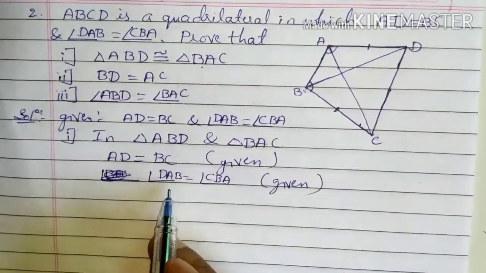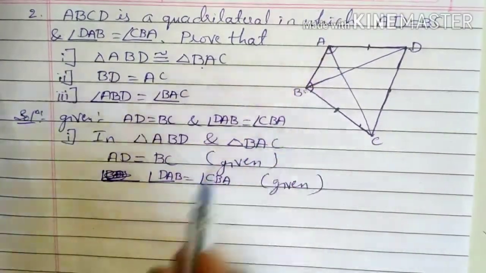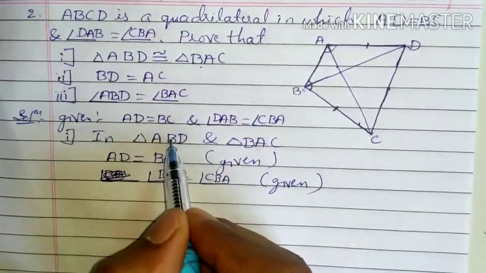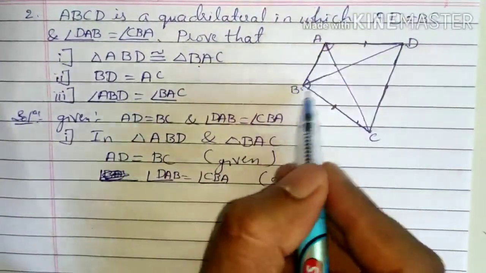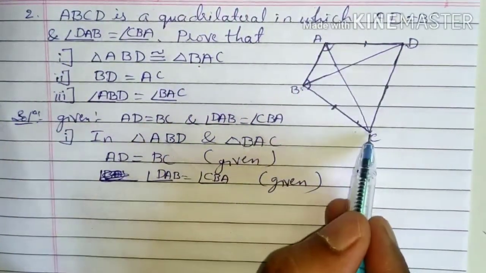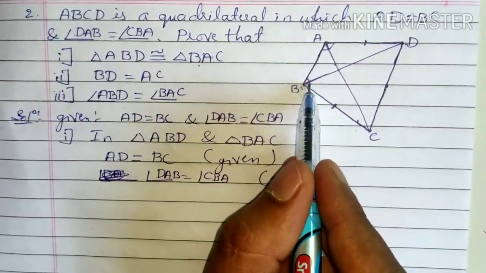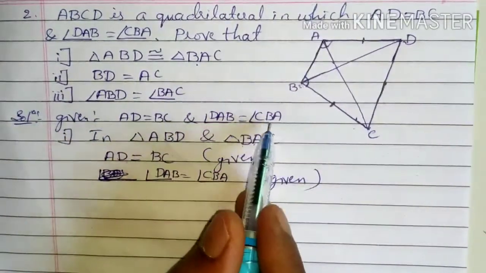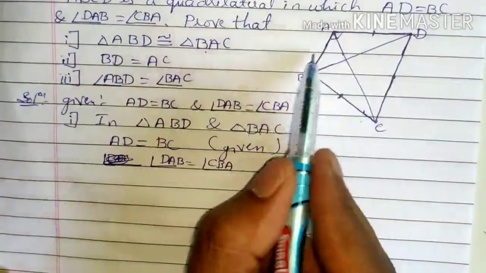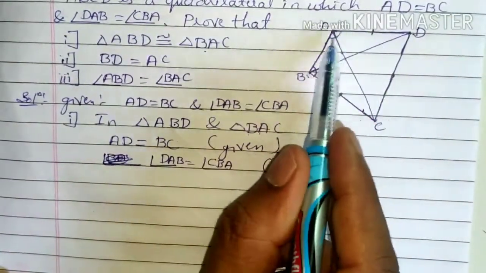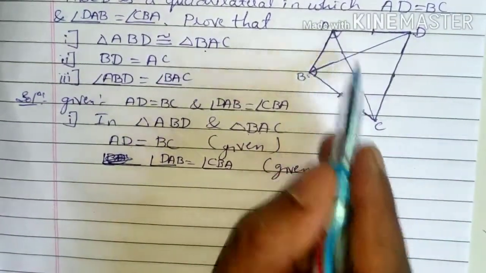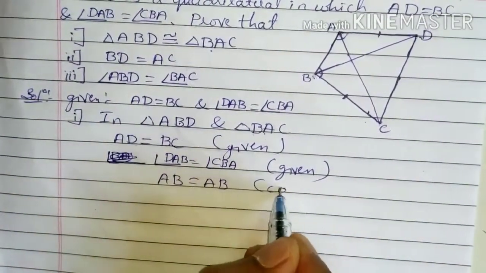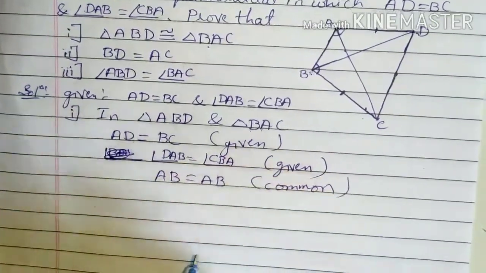Okay, so here, see here, so I'll explain once again. So this angle DAB is angle in the first triangle ABD. Okay, DAB is angle in the first triangle, and CBA is angle in the second triangle. Okay, so these two are equal, because it is given in the problem. Then you can see that AB is common to both the triangles ABD as well as BAC. So therefore AB is equal to AB common. Okay, so common side of triangle.